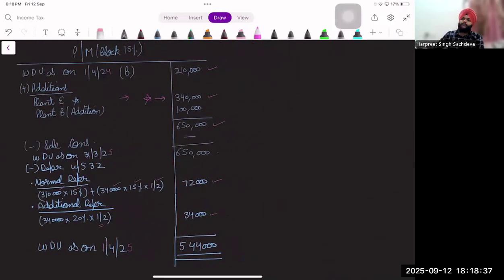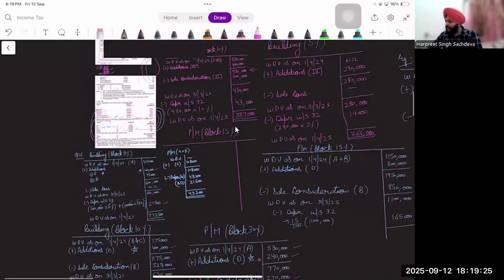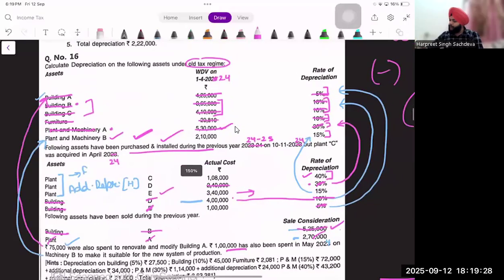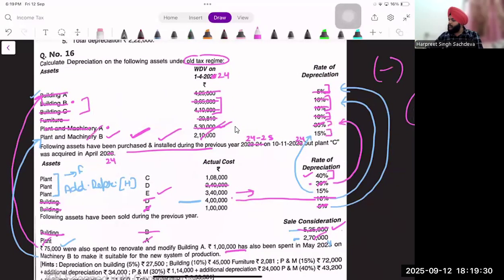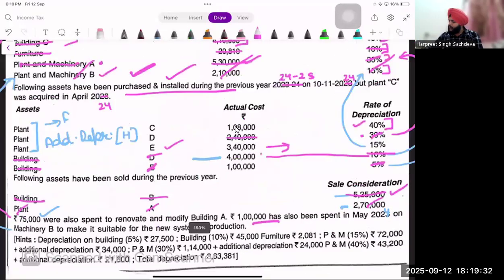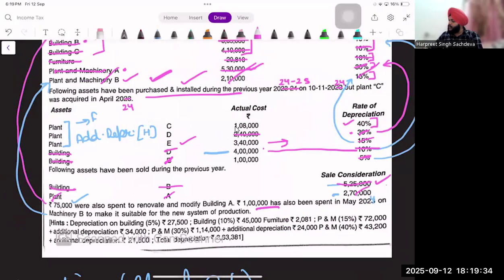Again, any doubt, Raja? Then we'll wind up with one more block. It's almost over. Next, Raja, tell me what's remaining. All the previous WDVs have been shut down. Now only one more addition is there, that is plant 40%. So this block will be plant and machinery block 40%, but no WDV will be there.